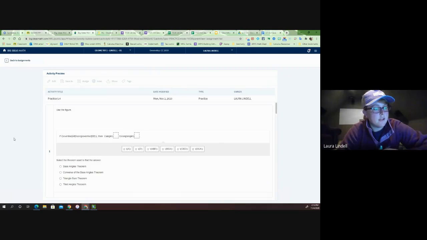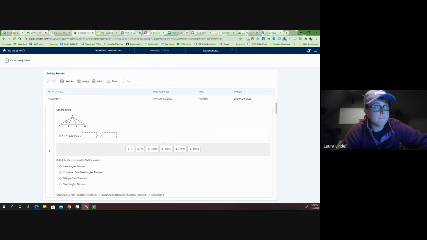Okay, so problem number 1 in the assignment says, use the figure, and this picture looks a lot like our first examples picture. If AB is congruent to EB, then blank is congruent to blank, angle-wise. So here's AB, here's EB. They're congruent to each other. So that means we're dealing with this little triangle over here.